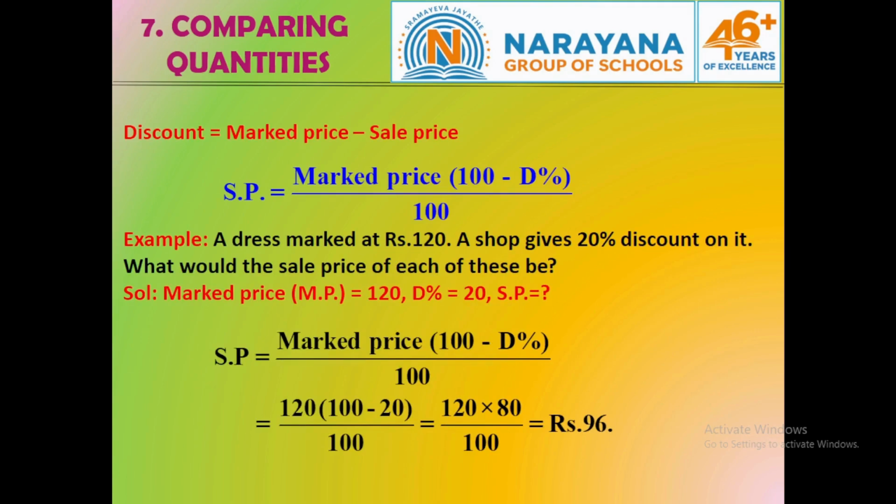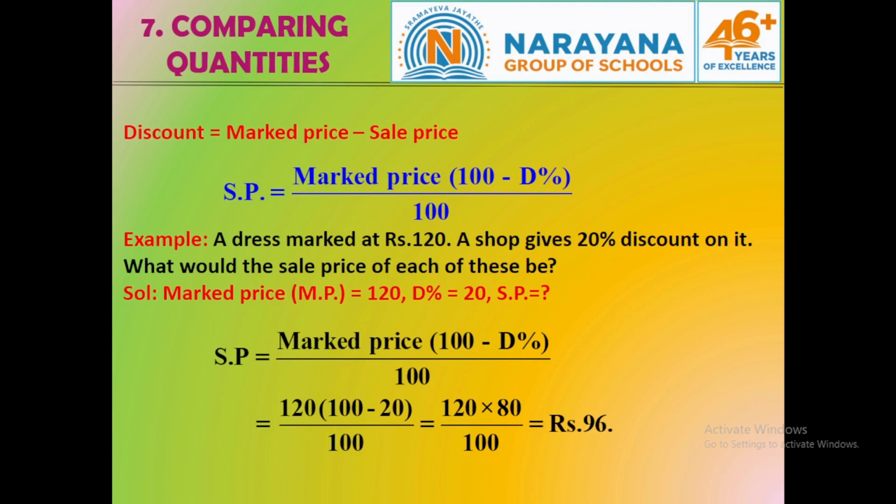Similarly, discount is equal to market price minus sales price. From that, in terms of discount percentage, the formula of sales price SP is equal to market price times (100 minus discount percent) by 100.